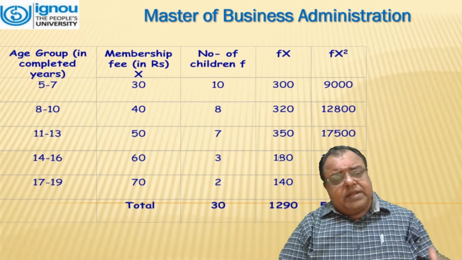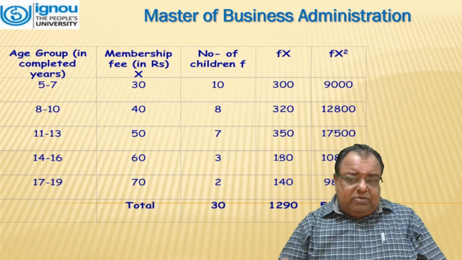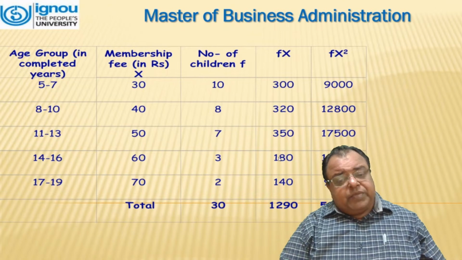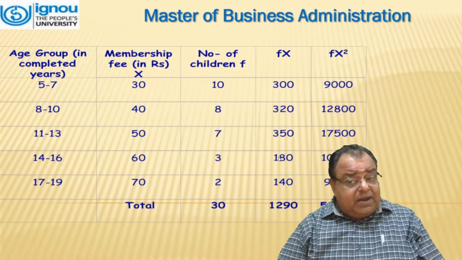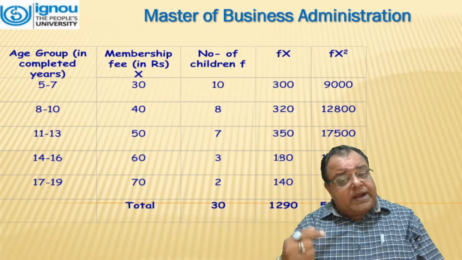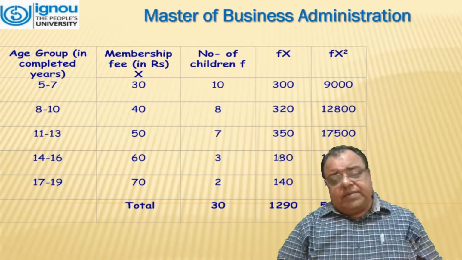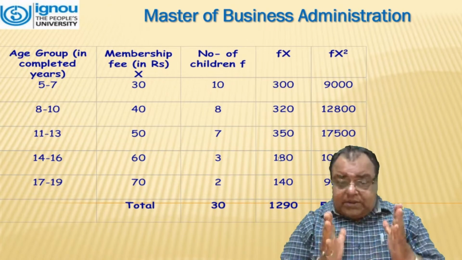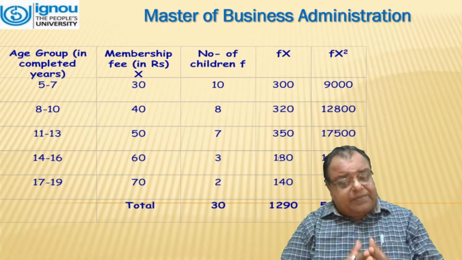Straight away we will be multiplying 30 into 10 for fx, we will get 300. Similarly, for all values we will get different values, that is 320, 350, 180, 140. In the last column, we have to evaluate fx square. That means we have to square the value of x. 30 square is 900, 900 into 10 is 9000. Similarly, we will be calculating for all of them. We are going to get 5 different values. We have to sum up: summation of f, summation of fx, and summation of fx square.